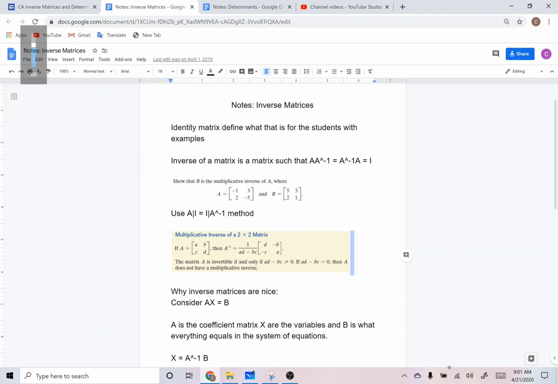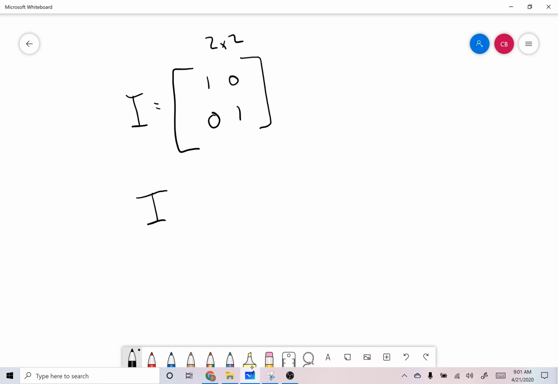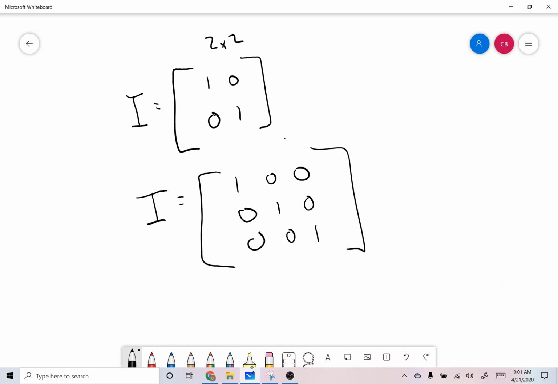Welcome back, guys. We're going to talk about inverse matrices now. We have the identity matrix, and we're going to define what that is. Identity matrices are square matrices. If you have 1, 0, 0, 1, that is the identity matrix of a 2 by 2 matrix. If you want the identity matrix for a 3 by 3, then it's 1, 0, 0, 0, 1, 0, 0, 0, 1. And this, of course, is 3 by 3. And if you did 4 by 4, all you're going to notice is that this diagonal is going to have 1s and everything else is a 0. And so when you get that, that is called the identity.